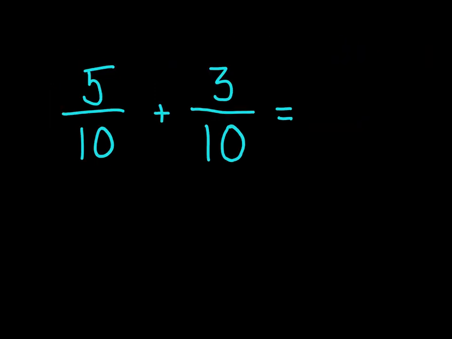5/10 plus 3/10. Well, what is that going to give us? It's going to give us the 8 in the numerator, and the denominators are alike, so they stay the same. And we have a total of 8/10. Now, look at 8/10 and ask yourself, can it be simplified, reduced to lowest terms? What number do 8 and 10 have in common?